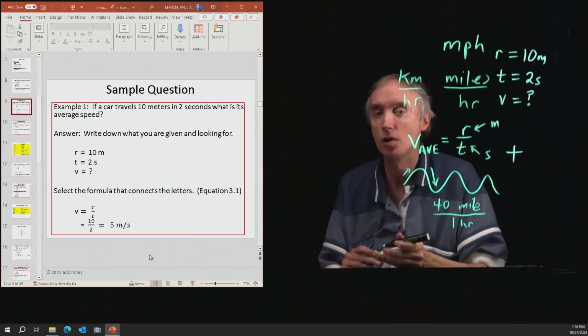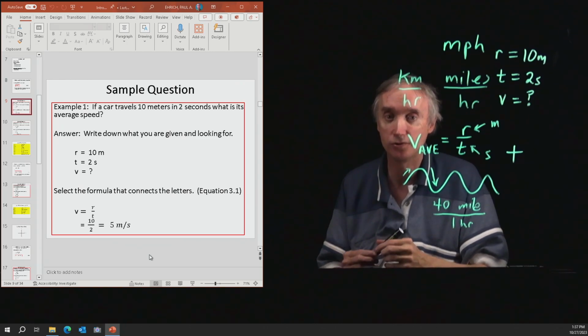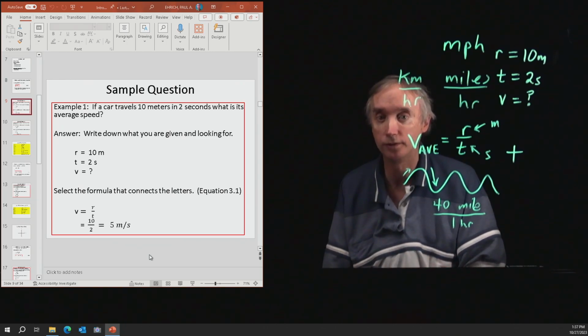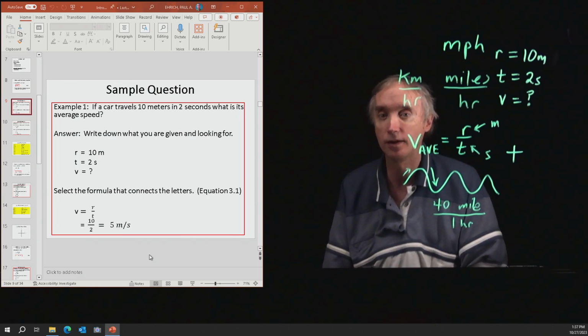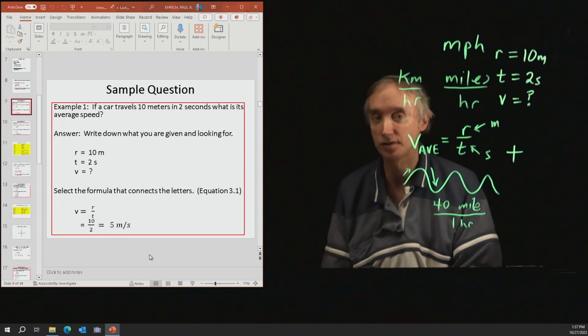Okay, then the next thing is, what formula do we know that has an r, a t, and a v in it? That's the one that we just showed you, equation 3.1. So we're going to write that formula down. Velocity is equal to distance divided by time. Plug in the distance, plug in the time, and you get the number 5. Then don't forget to put the unit on it. The official metric unit for speed is meters per second. So our answer is 5 meters per second.